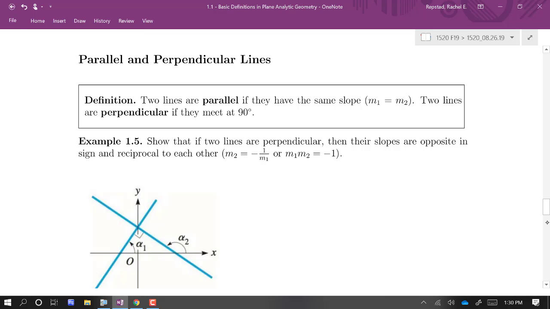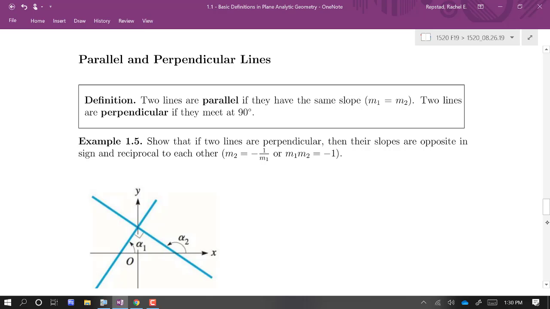The statements in this definition will shock nobody. They're familiar facts. Parallel lines just don't intersect. They're going to have the same slope. If they have the same slope, clearly they've got to have the same inclination. With perpendicular, geometrically, we know it means that they meet at 90 degrees. That's really kind of the geometric definition.